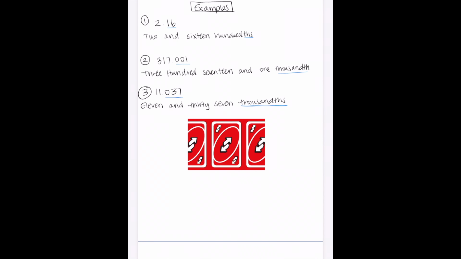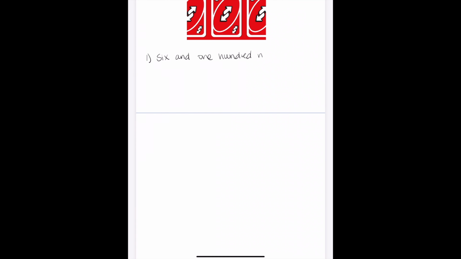All right, you guys, now that we've gone over how to read decimals, when we're given the number, how we can write it in words, let's do the reverse. So reverse time: we're going to be given words and we're going to want to write decimals now. Let's look at number 1. For number 1, we have 6 and 191 thousandths.